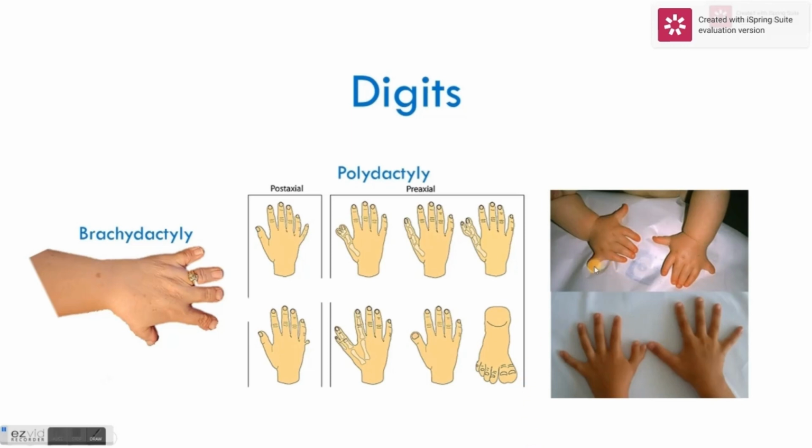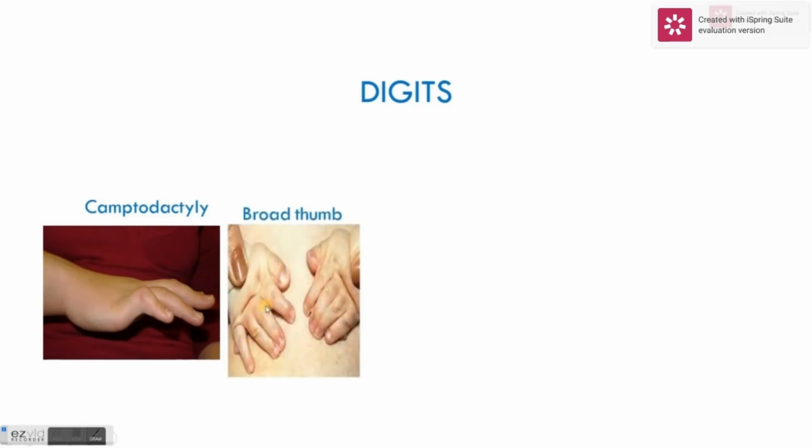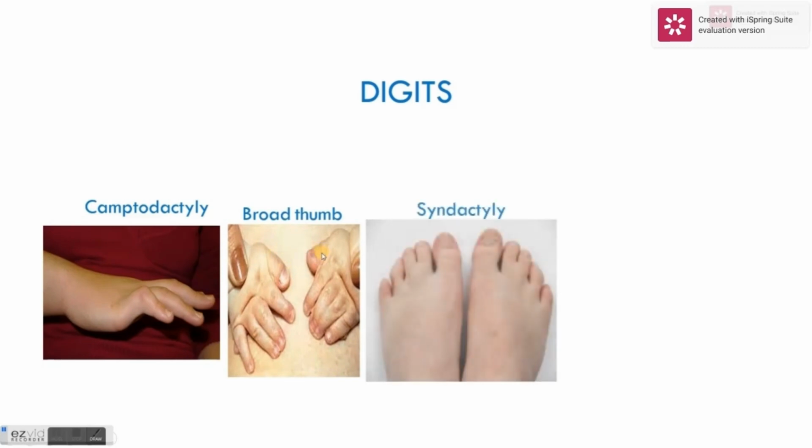This is the real life. This is post-axial polydactyly. Okay. Always try to count the fingers and toes. Sometimes you cannot recognize them without counting. This is pre-axial. It's like an extra digit here. This is camptodactyly. This is the contraction of the fingers. This is a broad thumb. By recognizing it, you can reach a diagnosis of which type, for example.